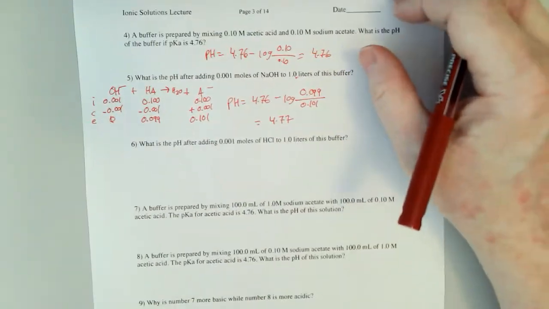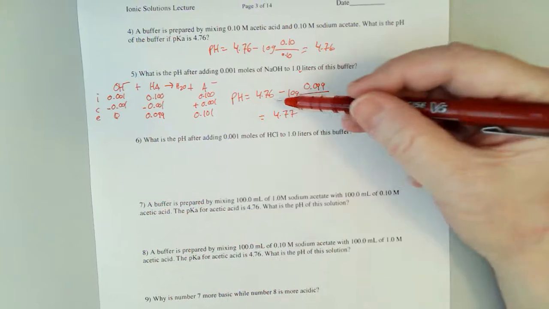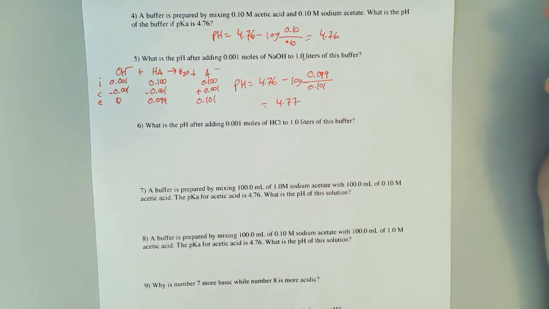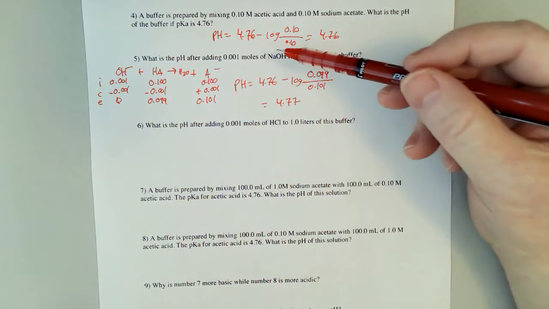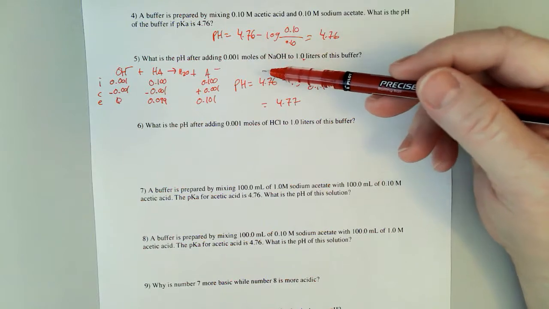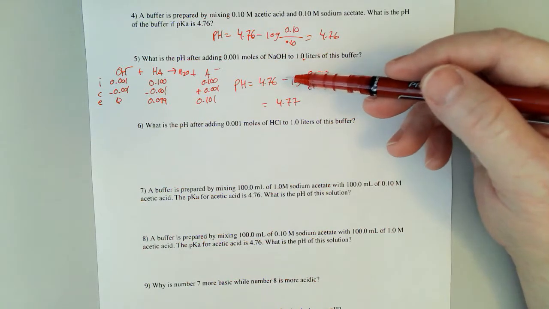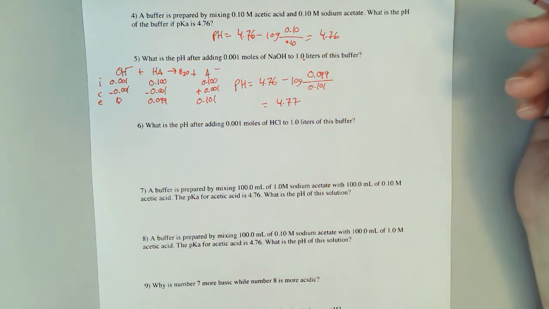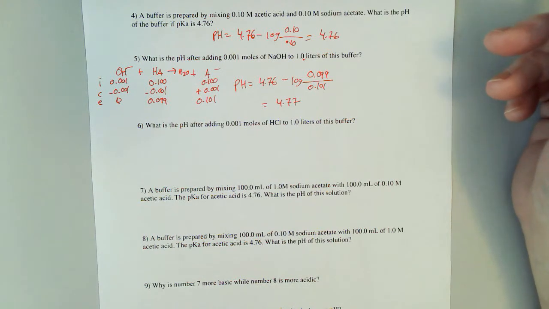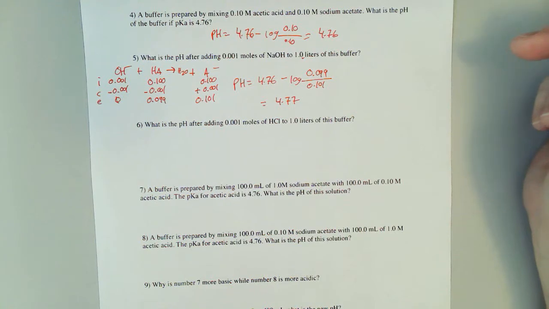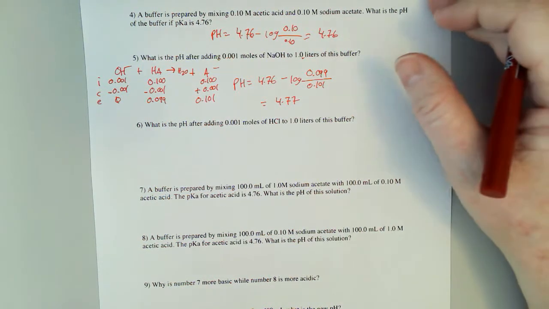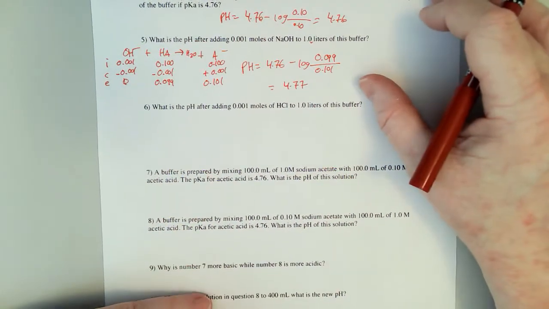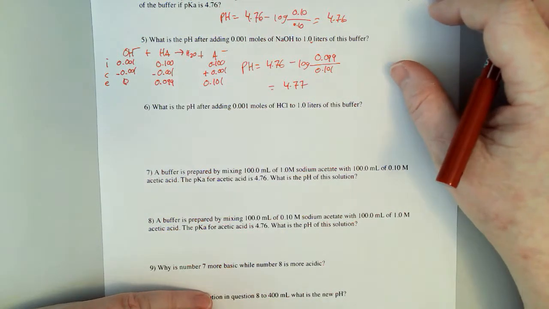Now that's hardly any change whatsoever, 0.01 on a logarithmic scale, okay? If I had dropped that much base into some pH 7 water, it would shoot up to a pH of about 11, which is 4 full pH points. And this is 1/100th of a pH point. Okay? Buffers do a good job. They really do.